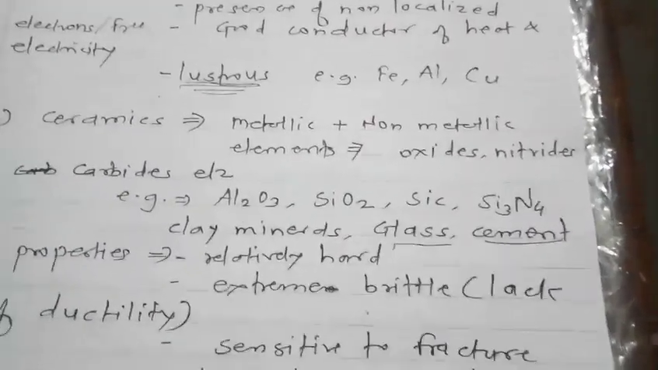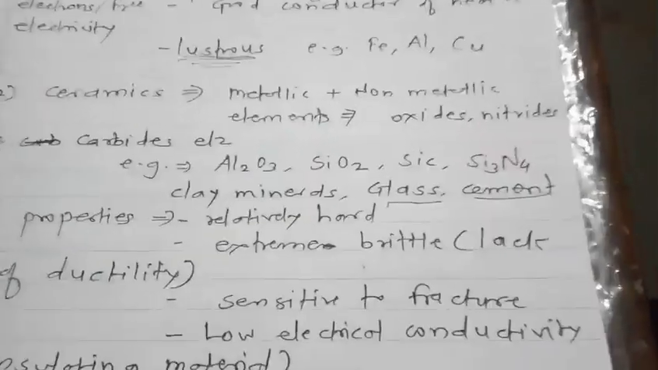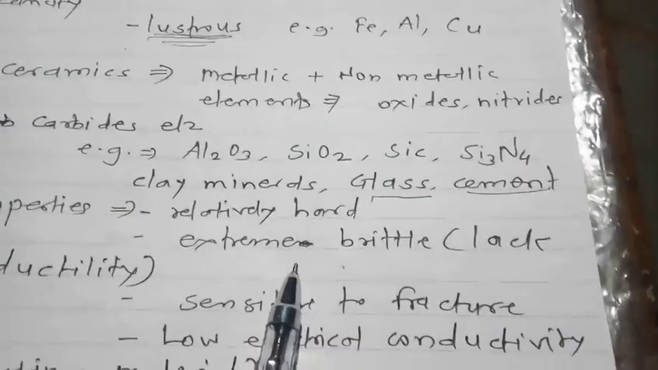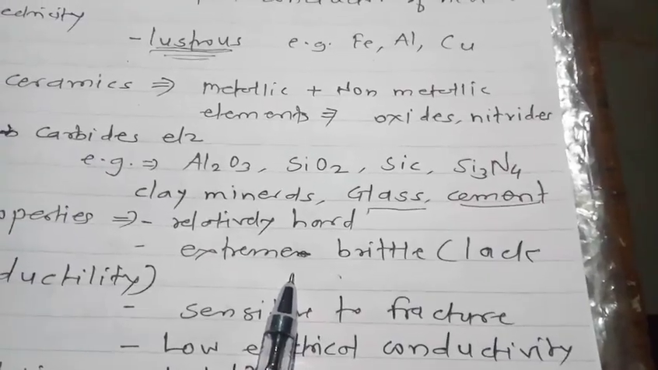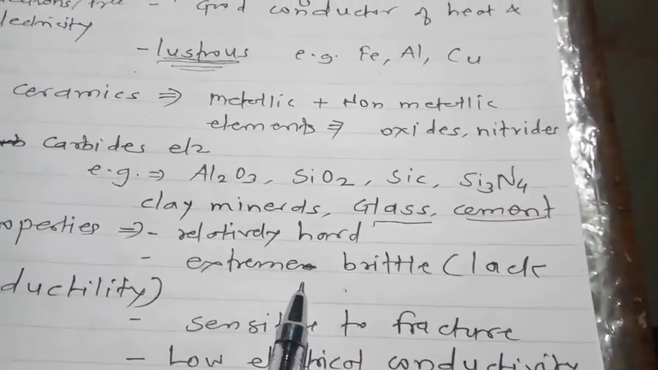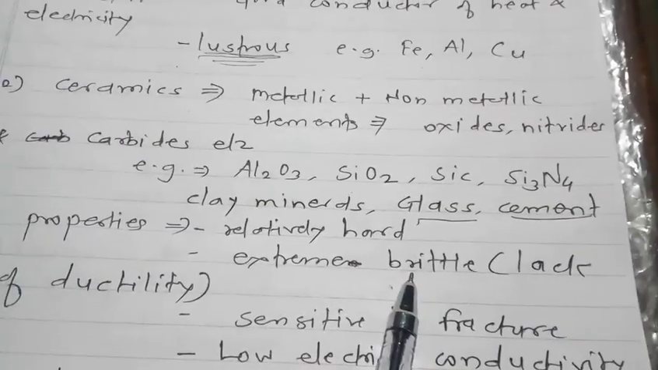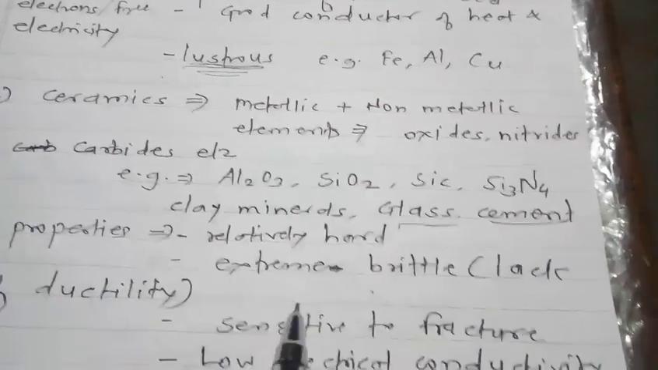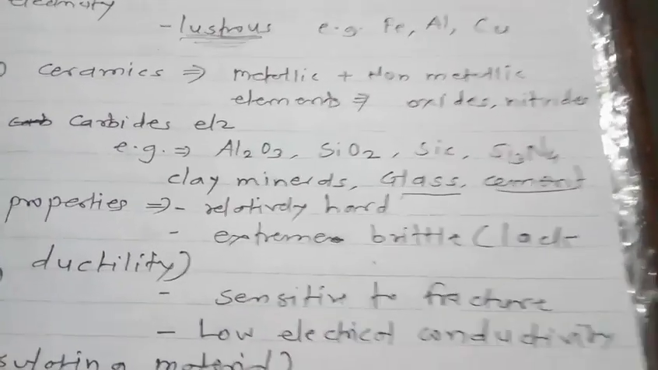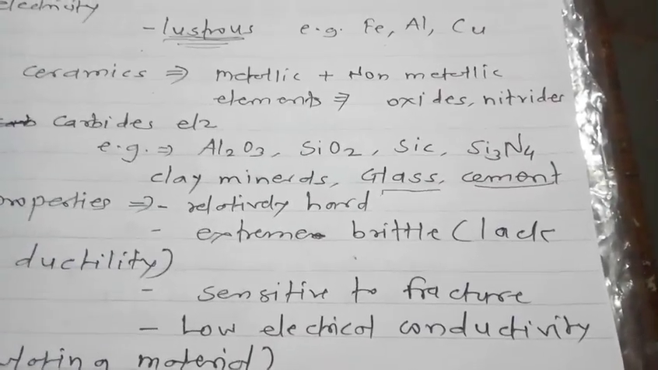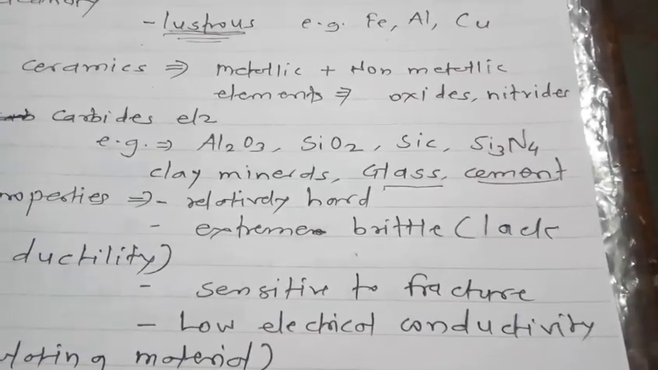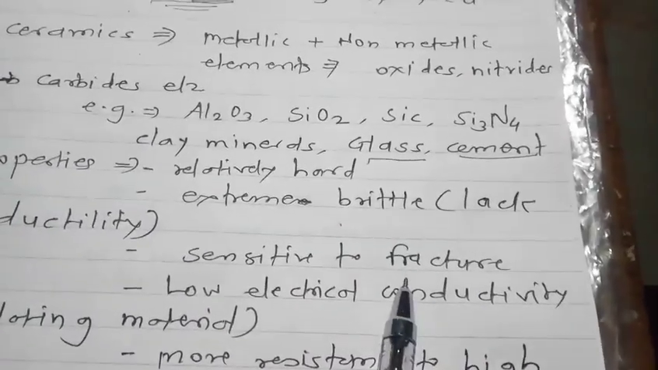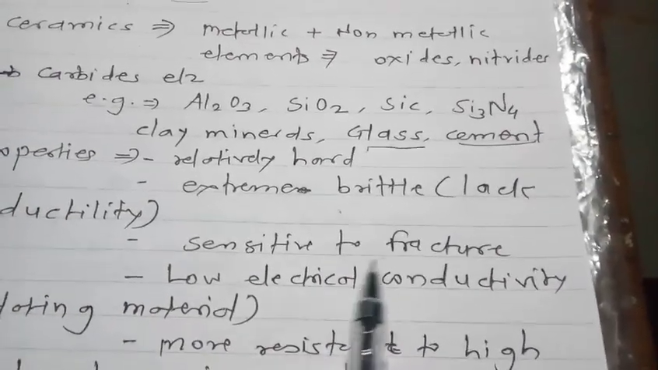What will be the properties? Ceramics are extremely brittle, right? Means there is no ductility, means there is no deformation when you apply an external load, so it will directly break. That is lack of ductility, means it is extremely brittle. An example is glass, which is extremely brittle. Then it is relatively very hard, right? As compared to metal, ceramics are very hard, more brittle. Third one is sensitive to fracture, right? Similarly, as it is brittle, definitely it is sensitive to fracture.